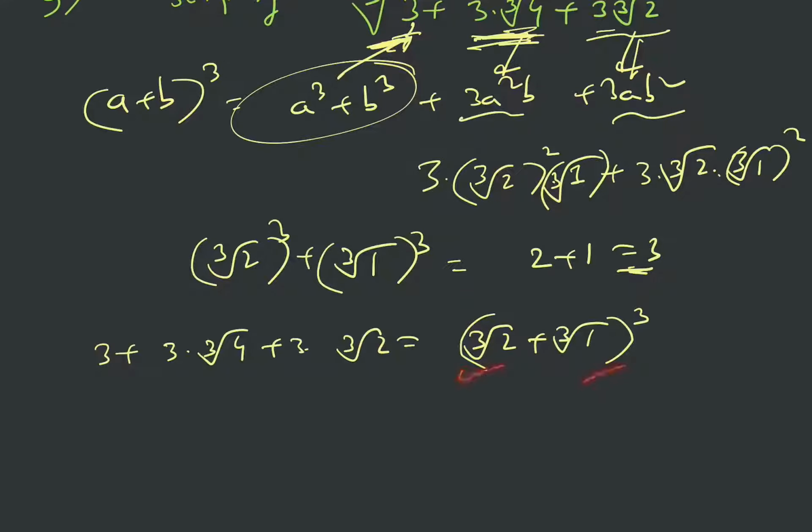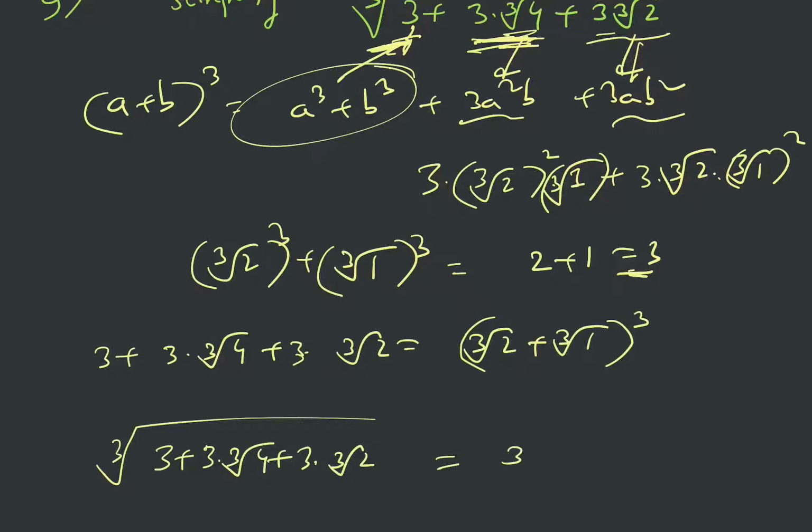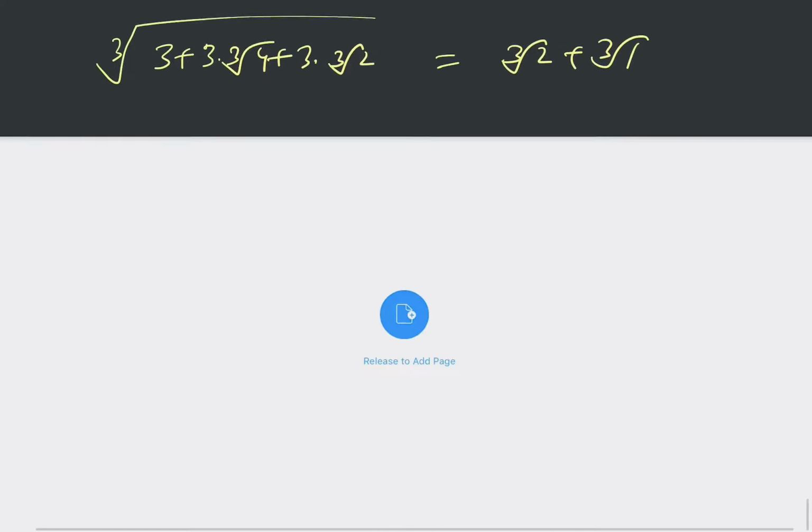Because if you simplify this, a cube plus b cube, you will get 3, and 3a square b, you will get 3 into cube root 4, and 3a b square, you will get 3 into cube root 2. So then simply I can say that cube root of 3 plus 3 into cube root 4 plus 3 into cube root 2, this is nothing but cube root 2 plus cube root 1, right? So sometimes you need to think a plus b whole cube, sometimes you might need to think a minus b whole cube, and so on, right?